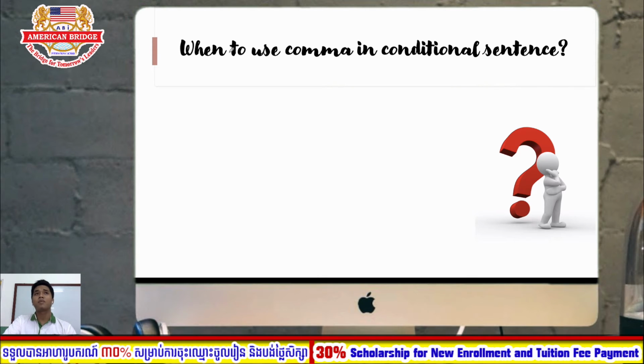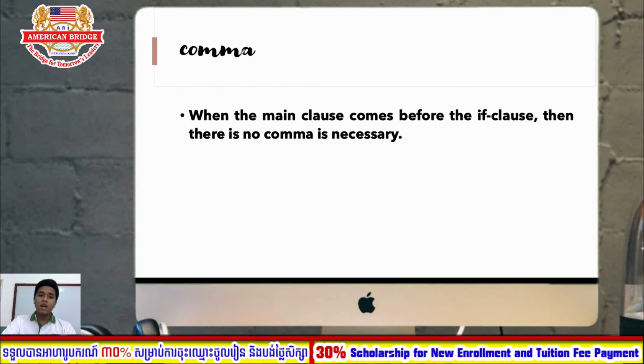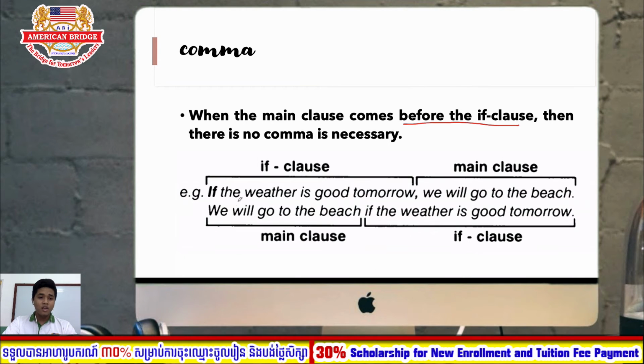So we have looked at some of the examples already, and we learned how to use commas in conditional sentences, right? The rule to use a comma is very simple. When the main clause comes before the if clause, no comma is necessary, which means you don't need to put a comma at all. Look at the example here. If the weather is good tomorrow, which is the if clause, we need to put a comma right here. We will go to the beach. So this is the first conditional, but we can relocate the main clause and put it at the beginning of our sentence, and then we don't need to use a comma at all right here, okay?